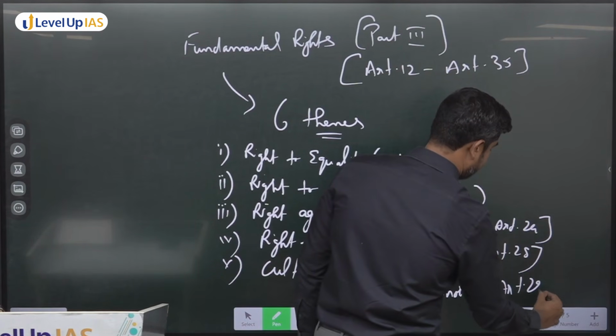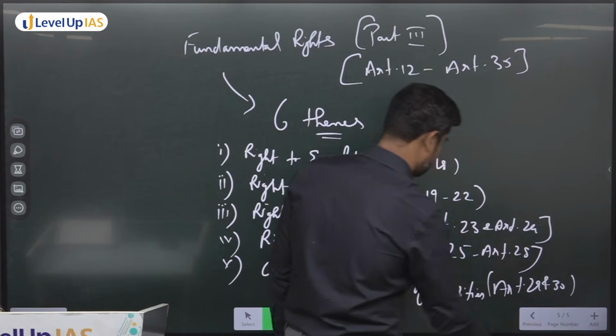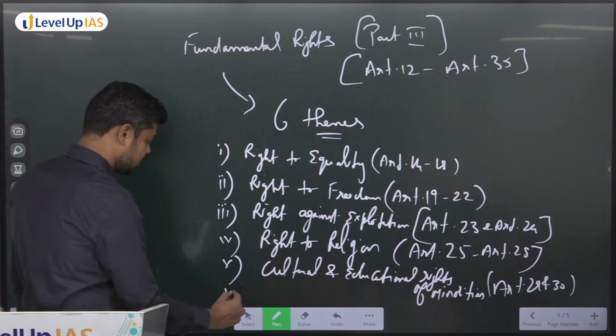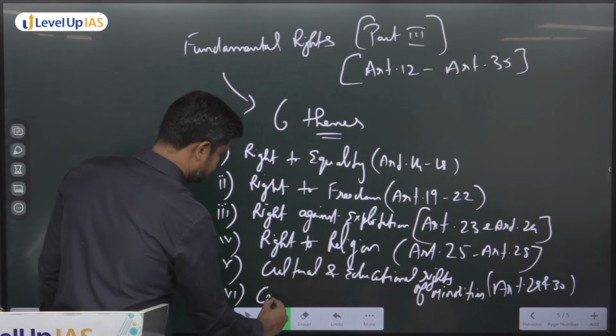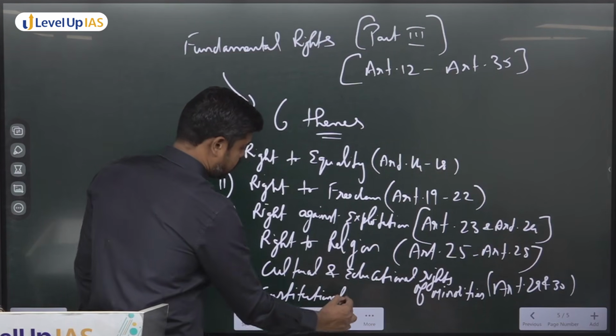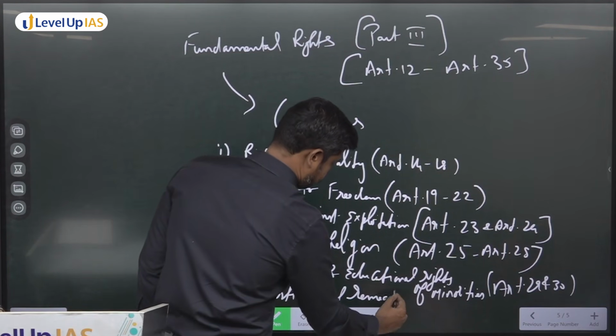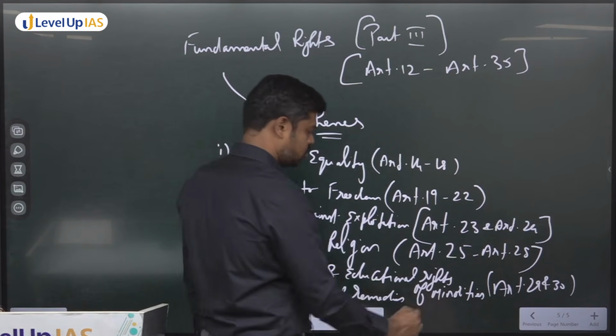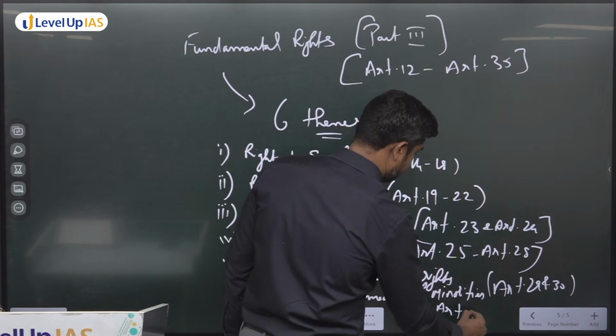Article 29 and 30. Then of course, the last thing is the right to constitutional remedies. What is the article for the right to constitutional remedies? Very good, Article 32.